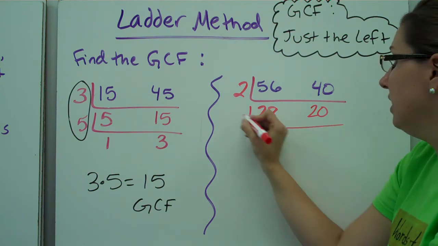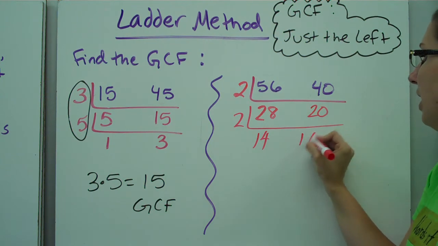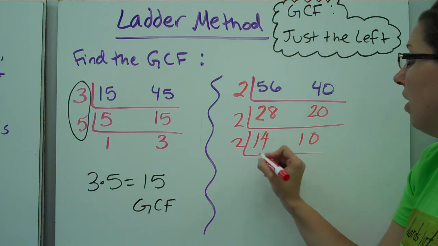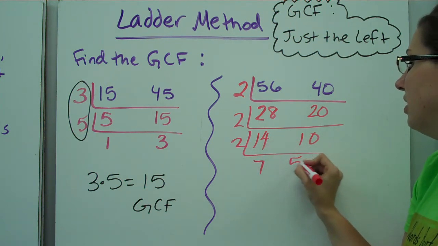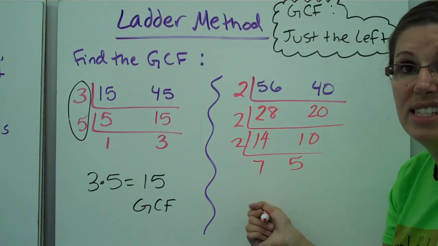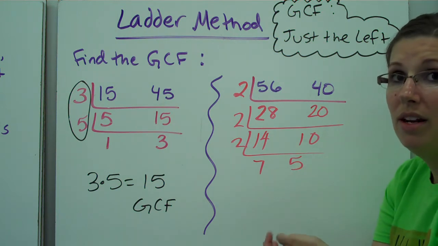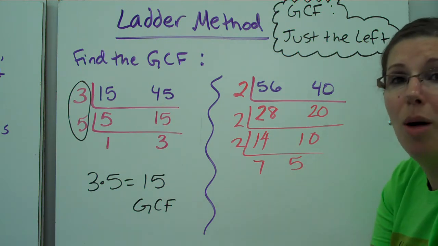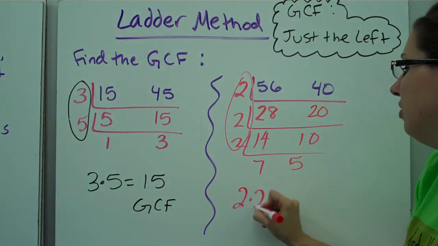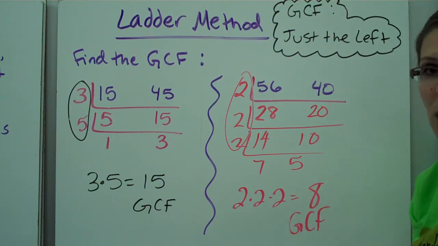They're both even again. 2 can go into 28 14 times. 2 can go into 20 10 times. I've got another set of even numbers, so 2 can go into 14 7 times. 2 goes into 10 5 times. There's nothing else I can fit into 7 and 5, so I'm done. I can divide 1 into them, but that's not really going to help me find the GCF. Remember, the GCF is just the left, so multiply 2 times 2 times 2, and I get 8. That's my GCF for this problem.